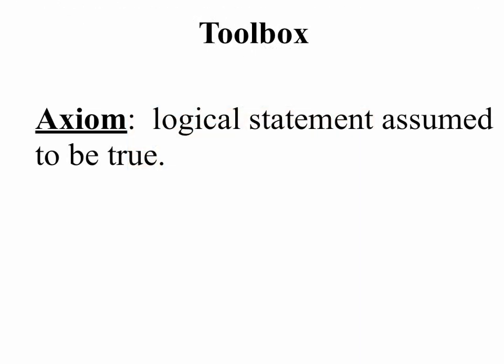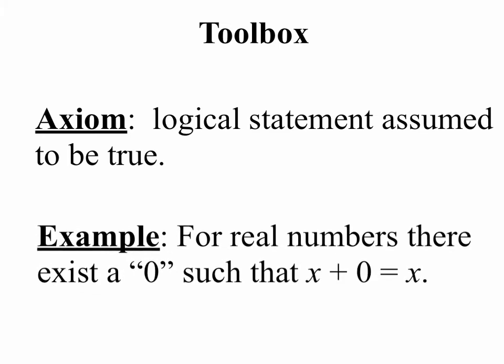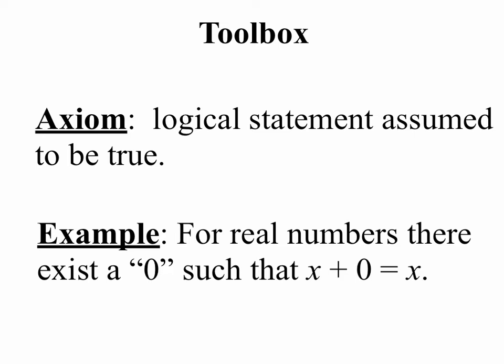Well, the first thing is we have something called an axiom. An axiom is just a logical statement that's assumed to be true. So an example of an axiom would be, for real numbers, there exists a zero such that x plus 0 is x. So this is a statement that we assume to be true. It's a building block. It's like a rule to our game.